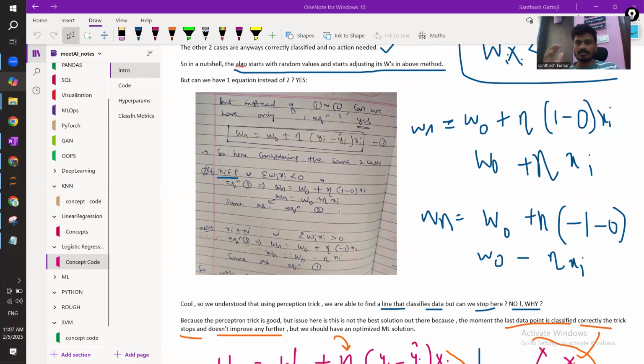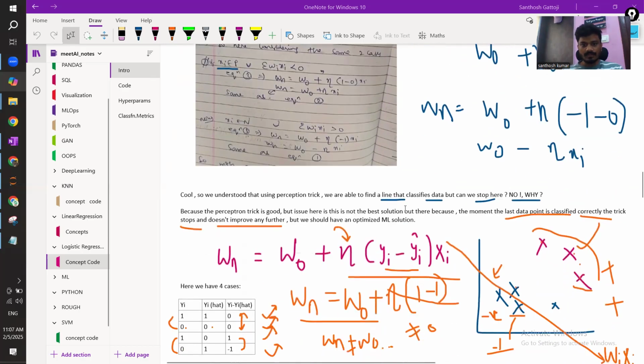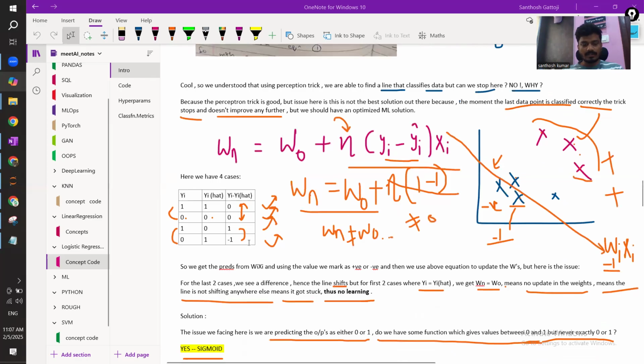If there are some misclassifications, you will have those values, and using that you can shift the line. How are we going to shift the line? We are not going to directly subtract those coordinates. We are using something called the learning rate, and with it you shift the line. That is fine, but where did we get stuck?